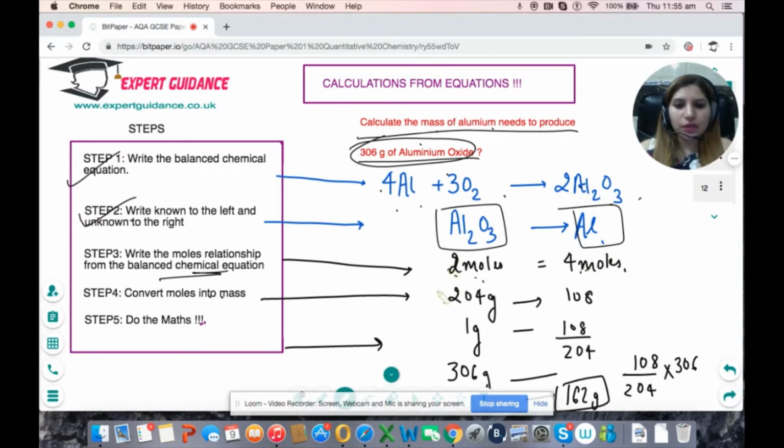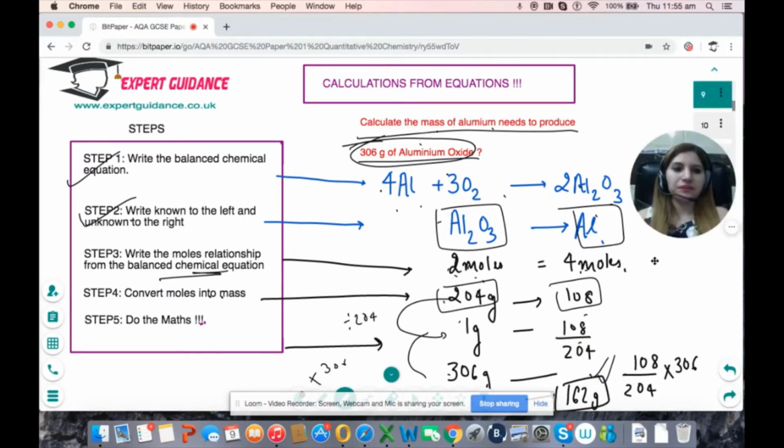Then I'll convert into mass. 2 moles of aluminium oxide is 204 grams. 4 moles of aluminium is 108 grams. So 204 gives me 108. How do I get 1 gram? I'll divide by 204 on both sides. Then I have to find for aluminium oxide of 306, so I'll times it by 306. And this will give me the answer 162 grams.